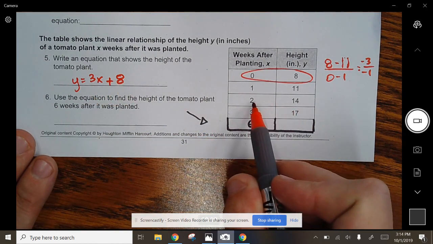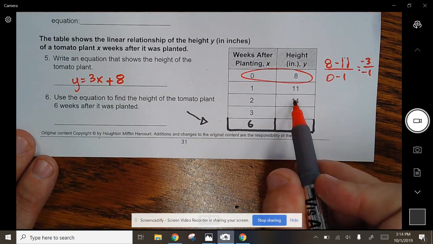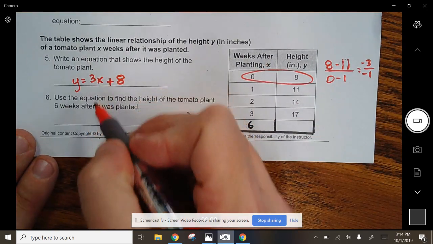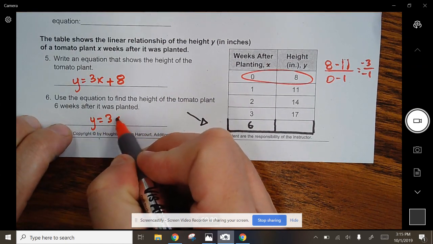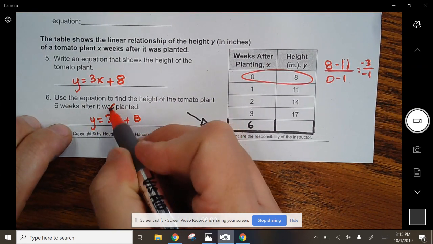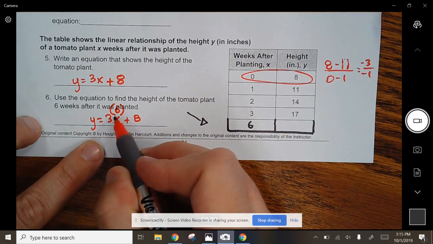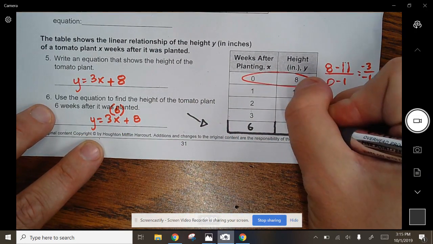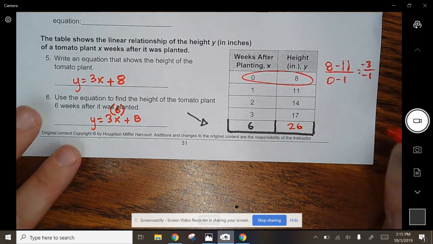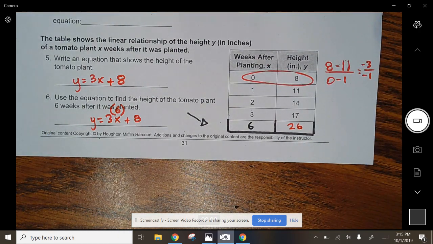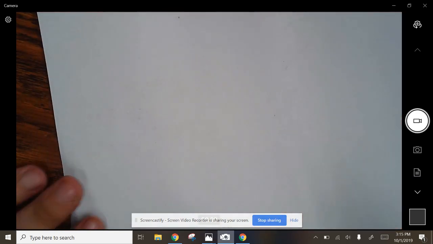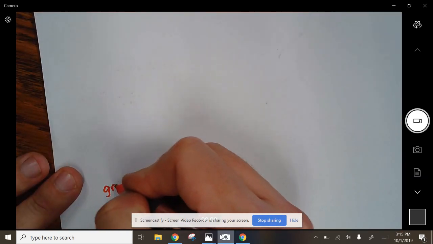So all these points check out. 3 times 2 is 6. 6 plus 8 is 14. Where would you put the 6? Isn't this an x? So if I plug in 6 right here, 3 times 6 is 18. 18 plus 8 is 26. Okay? Now, people that are watching my YouTube, flip this over, and I want you to graph this.